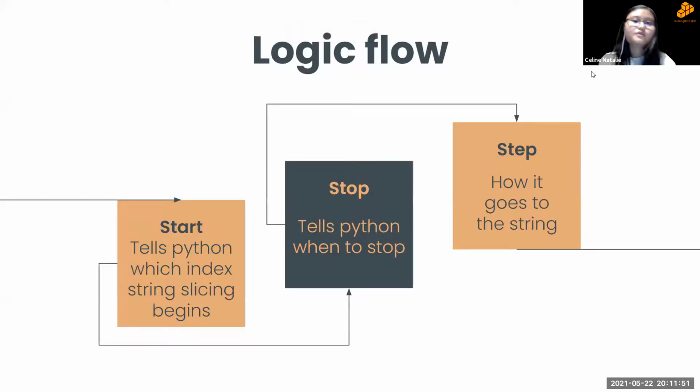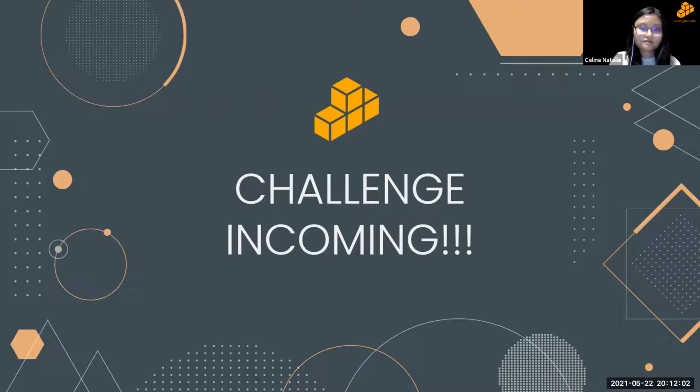So to recap, the logic flow is that start tells Python which index the string slicing begins at, stop tells Python when to stop, and step is how it moves through the string.